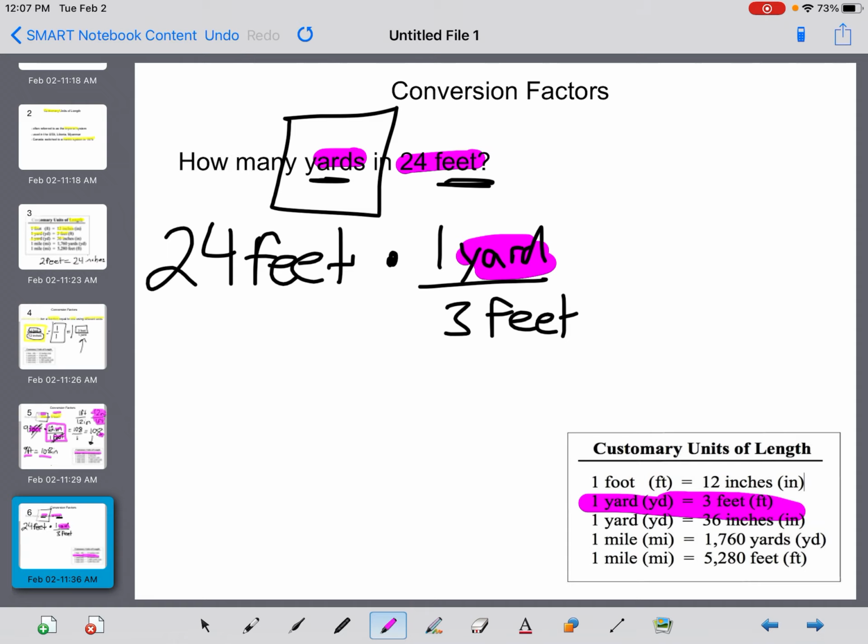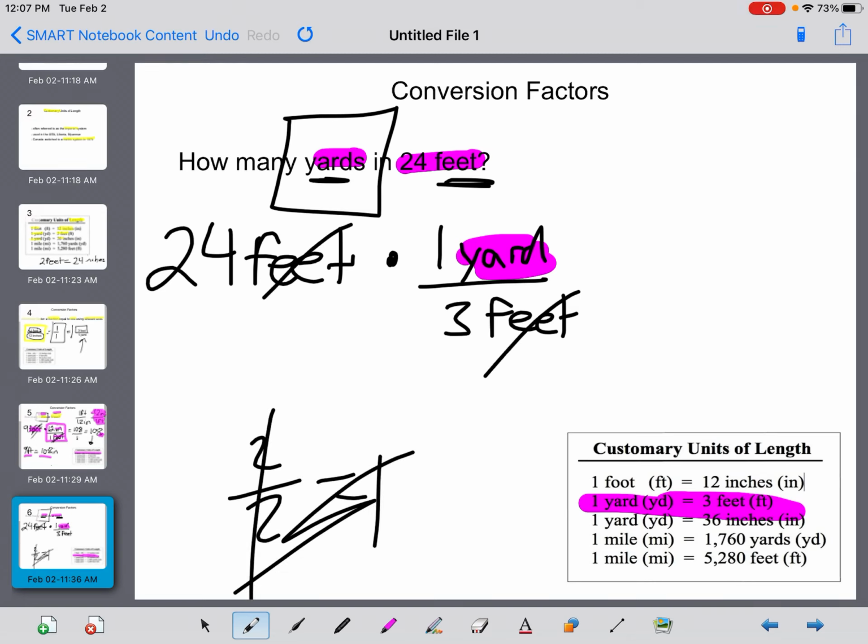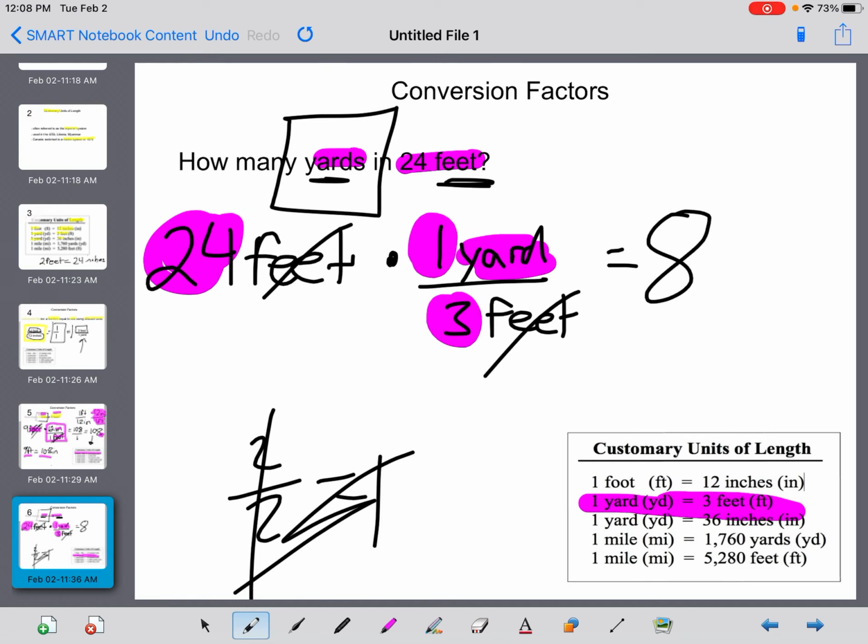1 yard over 3 feet. The reason that I put the unit that I want on top is so that my other units can cancel out. It's sort of like when we do 2 divided by 2, it just cancels out and becomes good old 1. So feet divided by feet, they just cancel out and disappear. So now I end up going, okay, 24 times 1 is 24, divided by 3 is 8. 8 what? 8 yards. That's using a conversion factor.